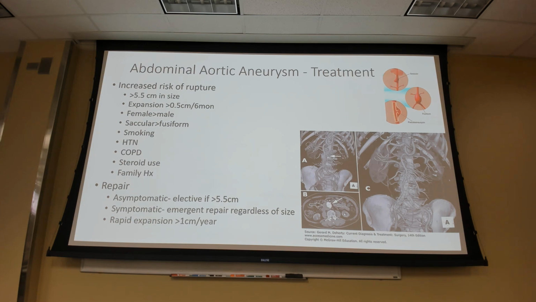So we repair them, like I said, any of them over 5.5 centimeters, but if they're asymptomatic, we send them for an elective surgery. So it can be done on a more routine basis. Anybody who's symptomatic needs an emergent repair right now, just because they have a greater risk of rupture, and if it does, the mortality is pretty high. So anybody symptomatic needs to get surgery, and any rapid expansion over 1 centimeter in a year, they're a surgical candidate as well, so we'll schedule them.